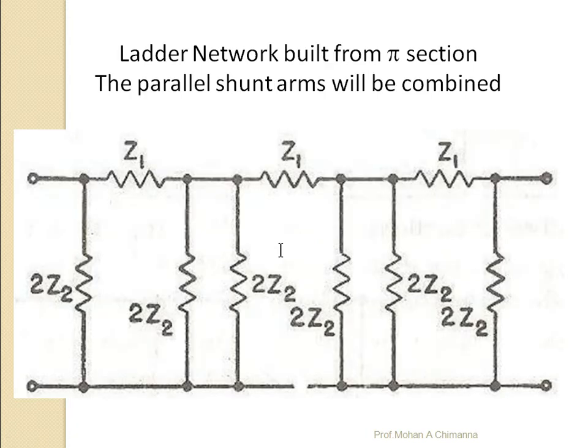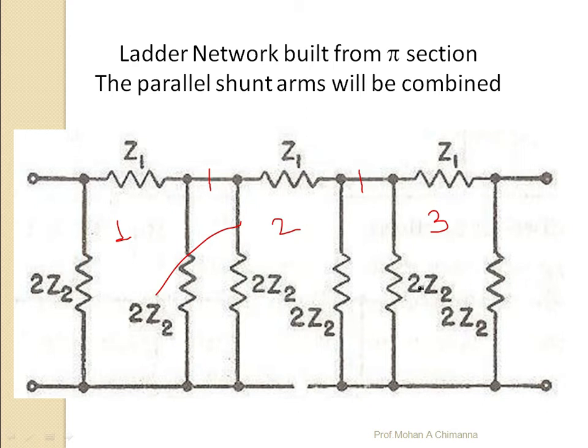So here the ladder network is built from the pi section. Here also I have broken the network. Here is the first pi section network, here is the second pi section network, and here is the third pi section network, and hence they are connected as a pi section network. There is Z1, 2 Z2, 2 Z2. There is Z1 by 2, Z1 by 2, and Z2. And here is the Z1, 2 Z2, 2 Z2. In this way, n number of pi section networks are connected to form the ladder network.